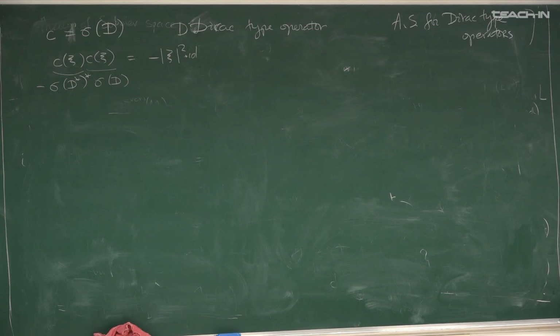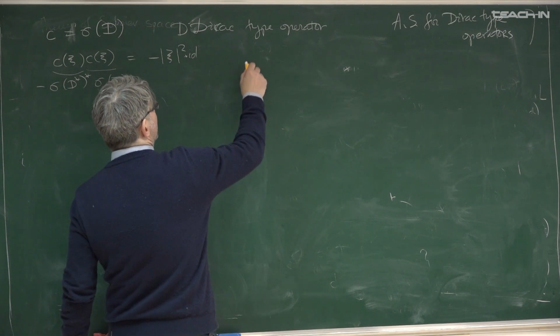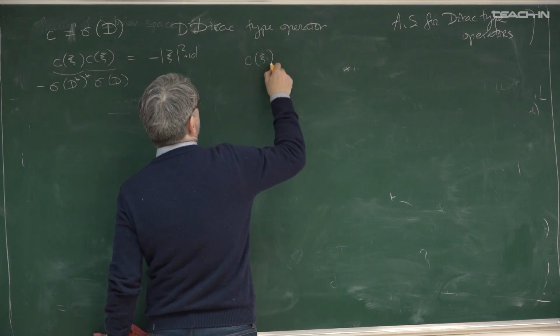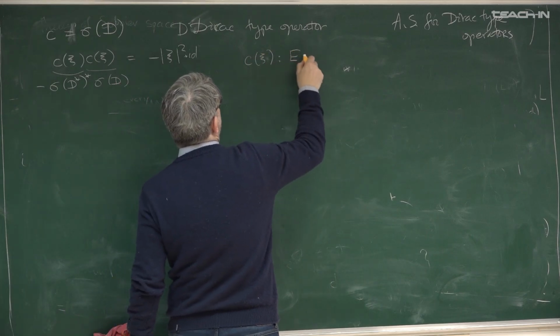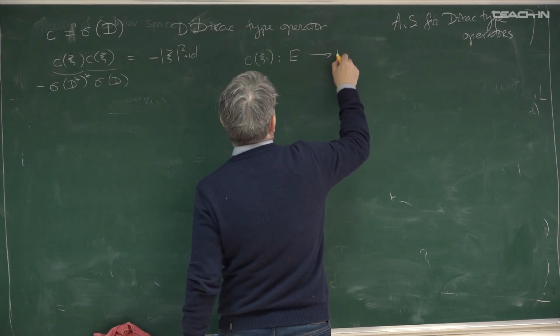Type operator is of which order, 1? Sorry, D? Yes, it is of order 1. Yes, we had an exercise. Okay, very good. So this is a correct formula. Next thing which I want to say: we can consider C of xi as an operator which acts from E to E.